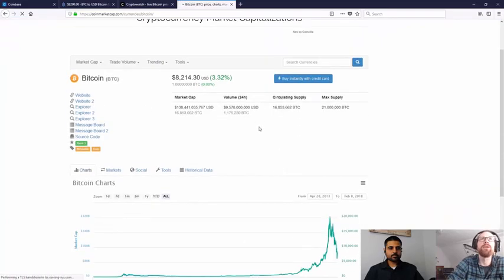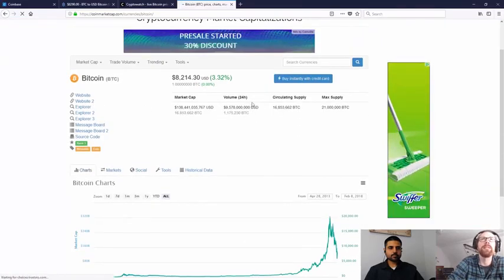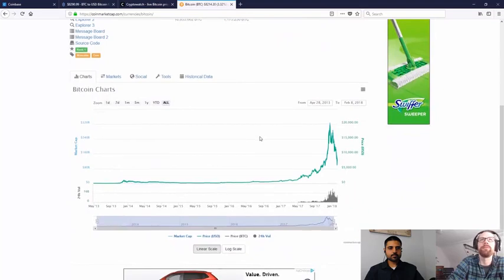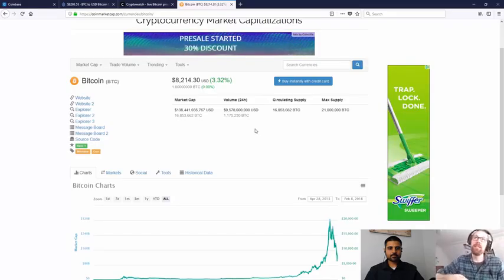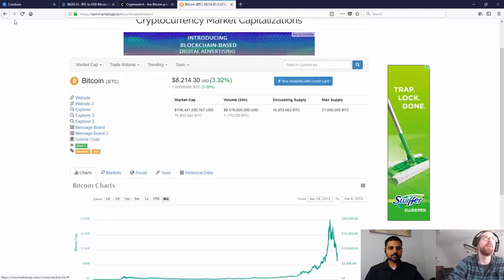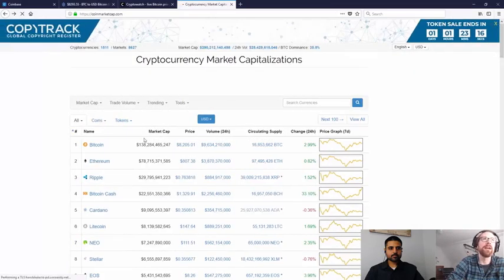You can see the volume in the last 24 hours. I mean, this is insane volume. These are just so actively traded every single day, 24 hours a day. So the opportunities, we're just going to see them again and again and again. So that's Bitcoin. And you can, of course, look at any one of these.